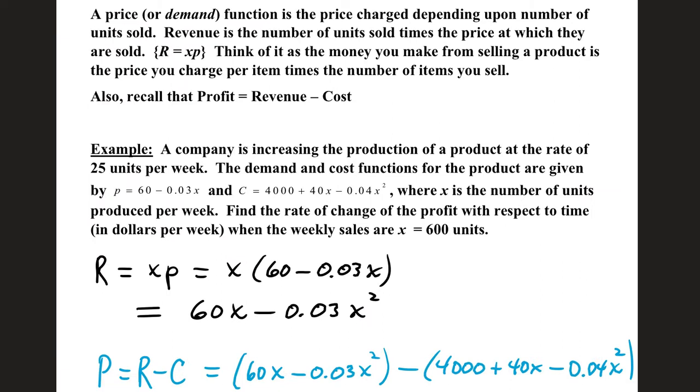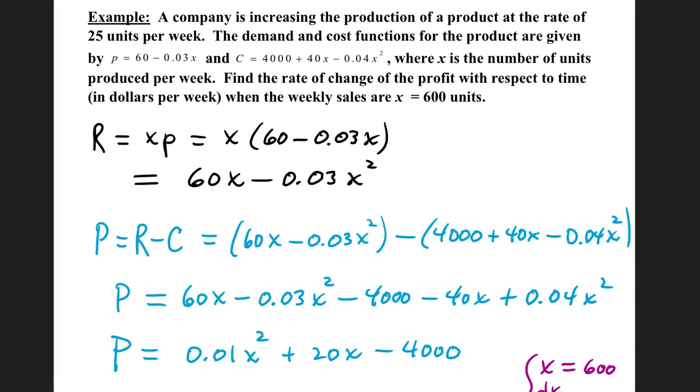A price or demand function is the price charged depending upon the number of units sold. Revenue is the number of units sold times the price at which they are sold. So you get R equals x times p. Think of it as the money you make from selling a product is the price you charge per item times the number of items you sell. Also recall that profit equals revenue minus cost.